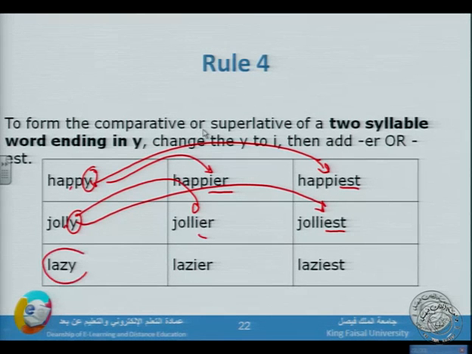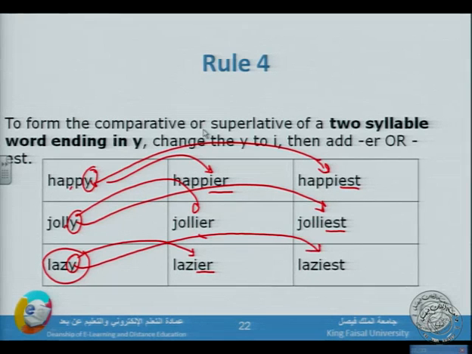For the last one, lazy. Lazy. Two syllables. And it ends with Y. If you want to make a comparative form of lazy, what should you do? And with the superlative form, you should change Y into I and then add EST. Lazy, lazier, laziest. So hopefully these charts are helpful for you to understand the rules.